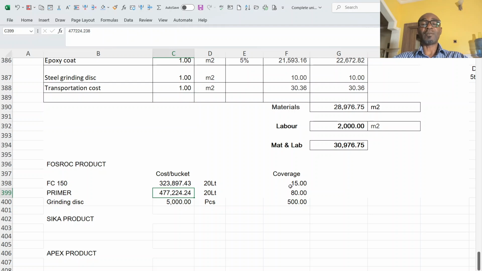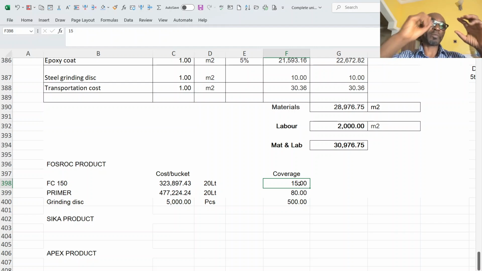So you have the coverage for the self-leveling epoxy as 15 square meter. Every brand has their coverage. So if you check through their technical data sheet, you will see the coverage. It tells you the coverage by each thickness, ranging from 100 micron, 150 micron, 250 micron. It is all in their technical data. So it is not something you need to reinvent, it is something that is already existing. So you pick those coverages from their technical data and apply. For the primer, it has a coverage of 80 square meter.